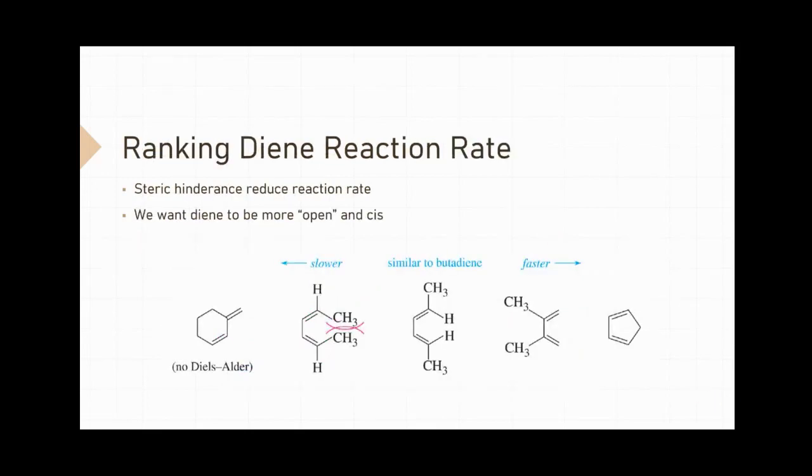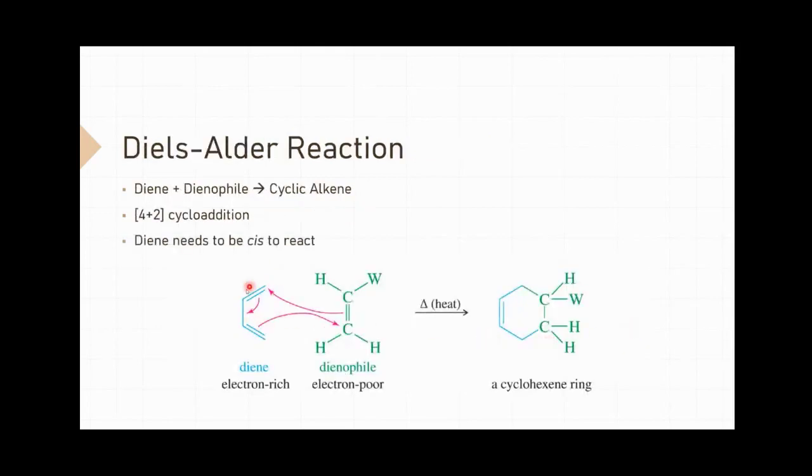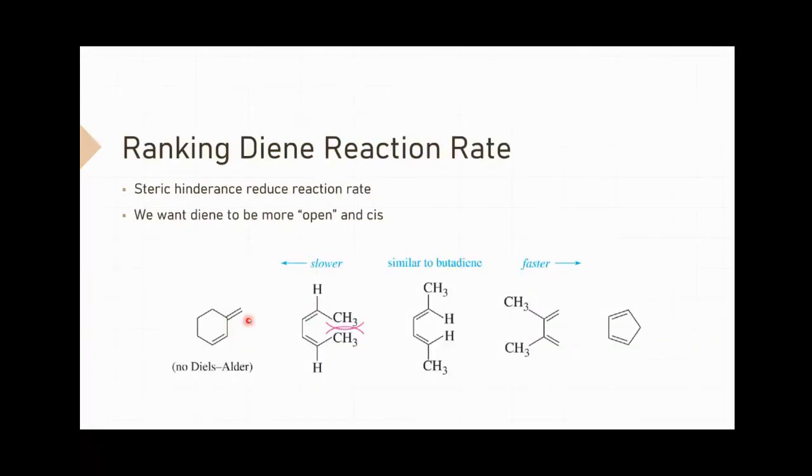So when you're ranking the dienes on how fast they react, we want to consider steric hindrance, and we want the diene to be open and cis. Looking at this, this is stuck in trans because I can't rotate this to where it'll look like this. So whenever you have a trans, this will not do Diels-Alder. On the other hand, if it's stuck in the cis orientation, then that's going to be the fastest one.